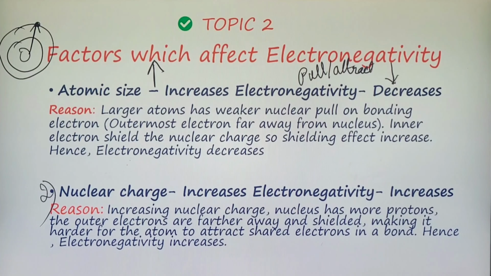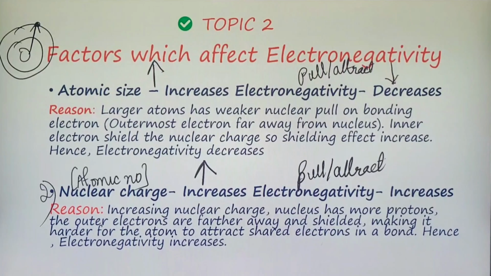Who is going to give me the nuclear charge, children? I've told this many times. It is the atomic number. More the atomic number, more will be the nuclear charge. As the nuclear charge increases, the more powerful the nucleus, the more will be the ability to pull, or the ability to attract the electron. So what happens to the electronegativity, children? The electronegativity will increase. Clear?